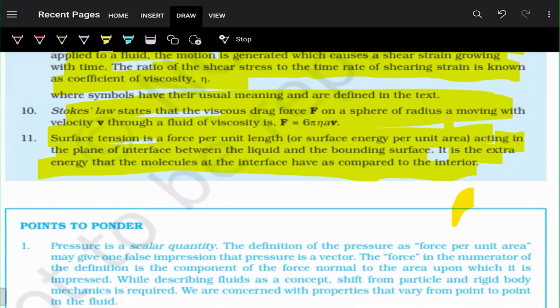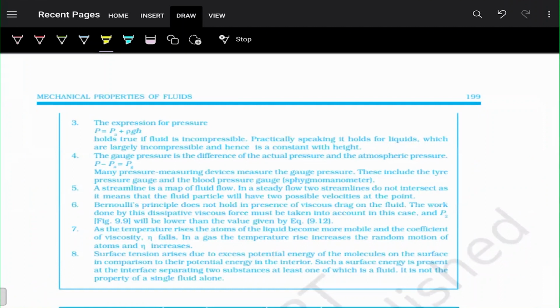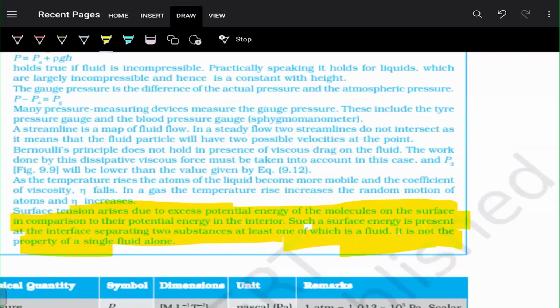Correct. See, a few more things we need to look at. Surface tension arises due to excess potential energy of the molecules on the surface in comparison to their potential energy in the interior. Such a surface energy is present at the interface separating two substances, at least one of which should be fluid. It is not the property of a single fluid. It is either liquid-air, liquid-solid or liquid-liquid. Surface tension is basically not a property of a single fluid alone.